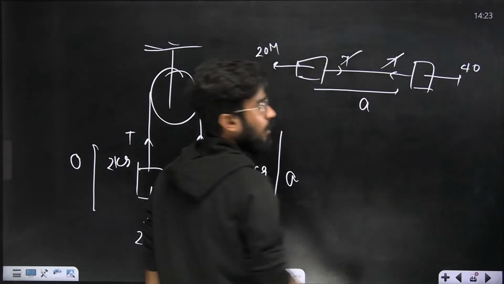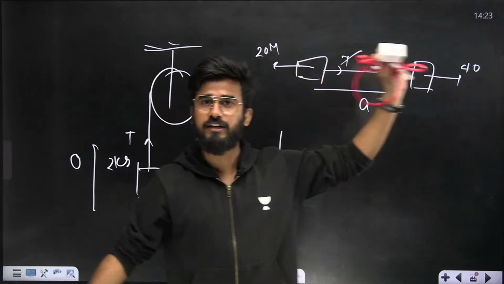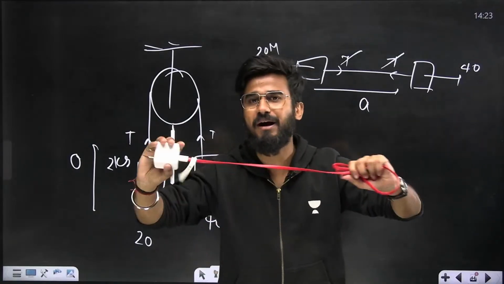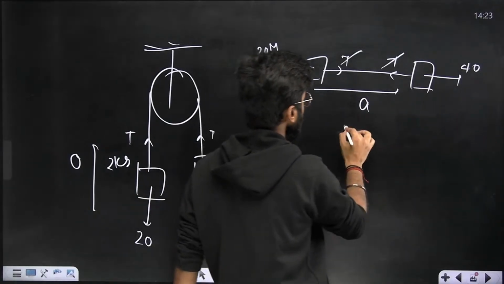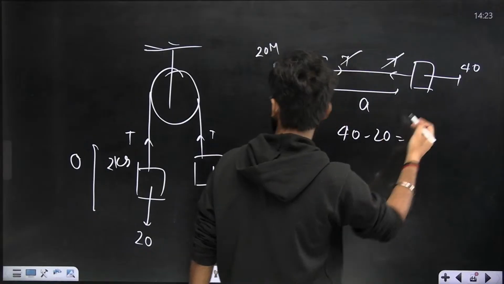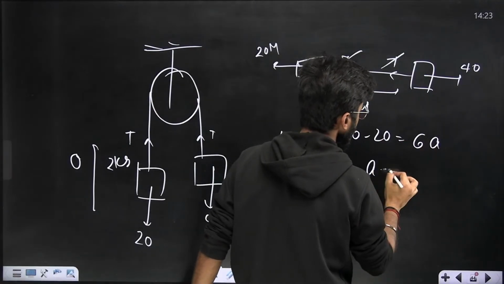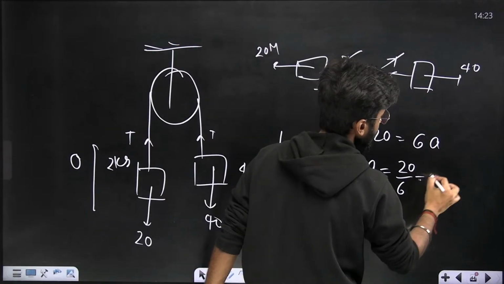So what is the total force? Total force is 40 minus 20. That is equal to, what is the total mass? 4 kg plus 2 kg means 6 kg. 6 into acceleration. So acceleration is what? 20 by 6 or 10 by 3. This is a direct method.